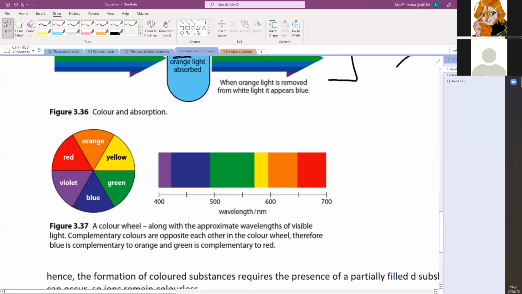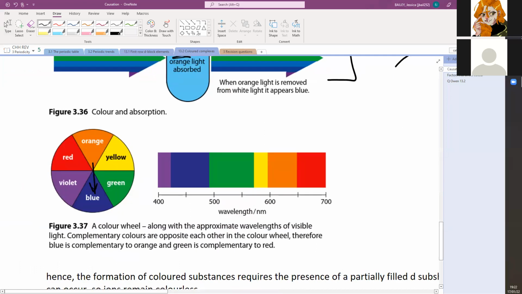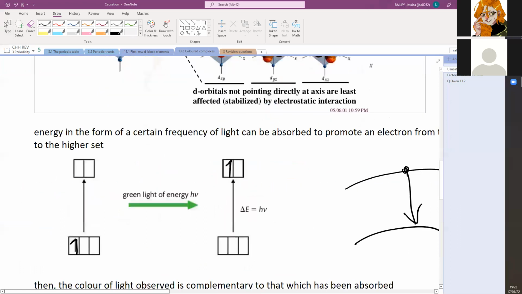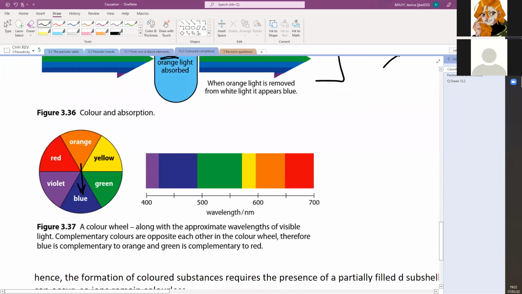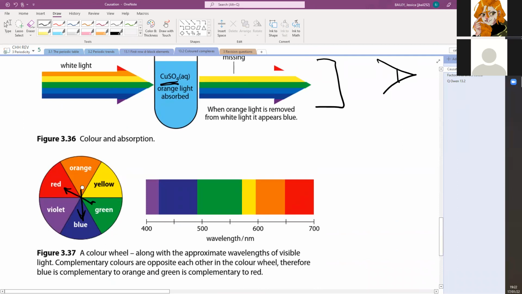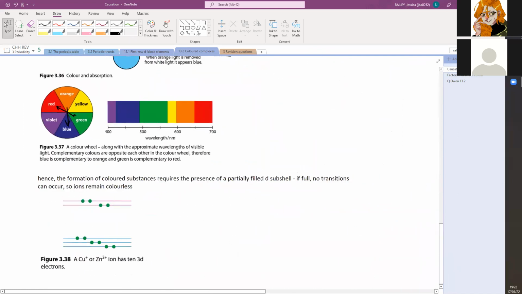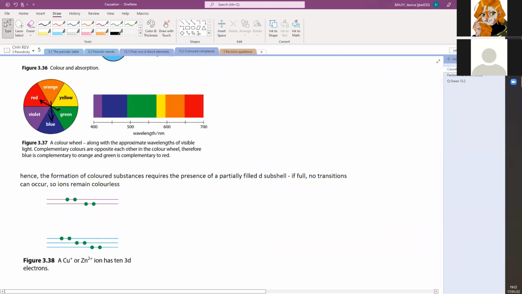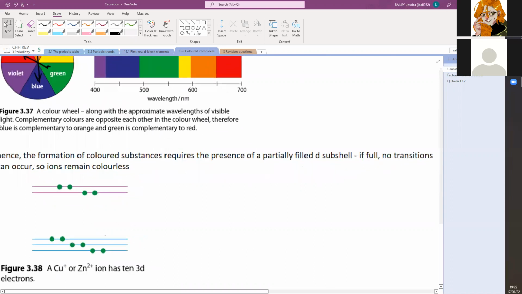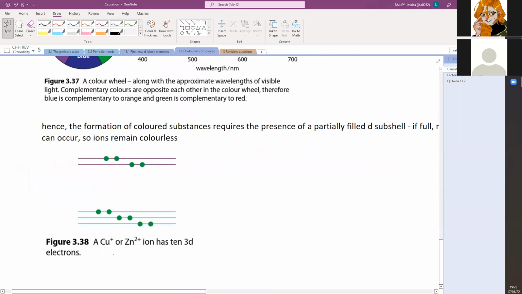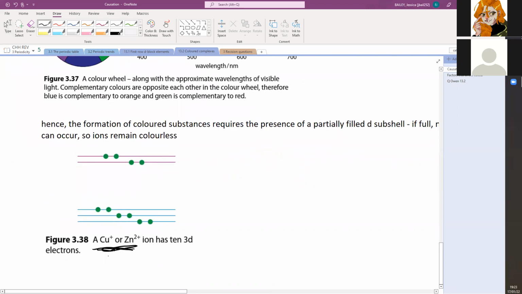So if orange is absorbed, then you would see blue. If green was absorbed, then you'd see red. So that's essentially how transition metals work when they're in complexes. And here, this is basically showing if you have a metal that's not got any electrons that can transition into a higher level, like here, all of the positions are filled, you can't transition upwards, and hence you can't get any color.